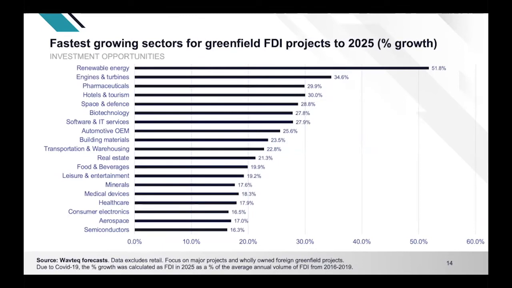So looking at our forecasts, we decided to do forecasts on sectors to see which sectors we think are going to grow. We started off by taking a look at the growth rate between 2016 and 2019. And then with COVID, we applied a deviation for which sectors were the most resilient. And over the next 5 years, we expect the fastest growth in things like renewable energy, pharmaceuticals, hotels. This is in terms of projects.